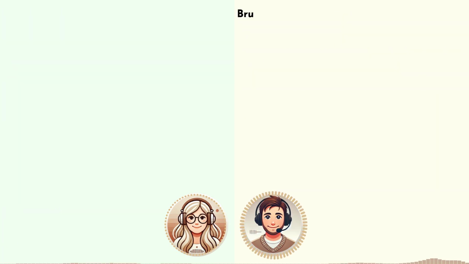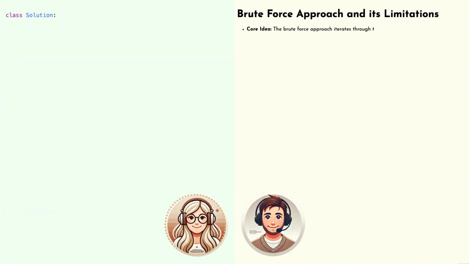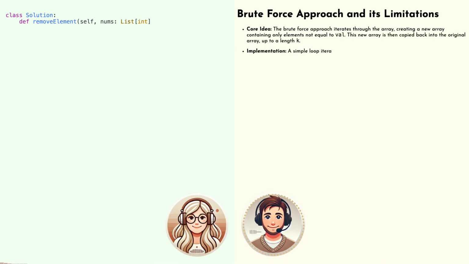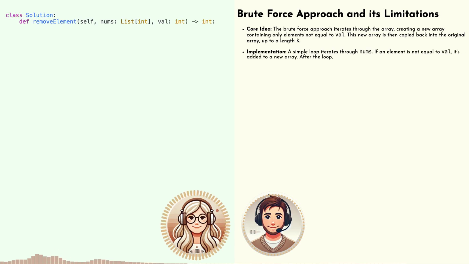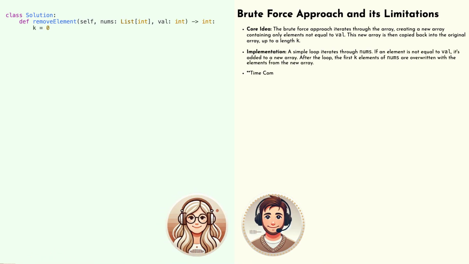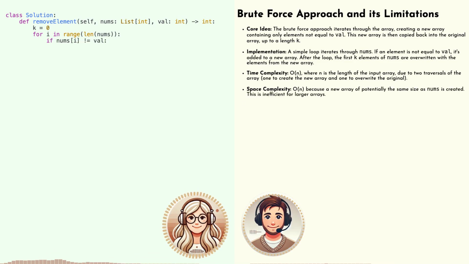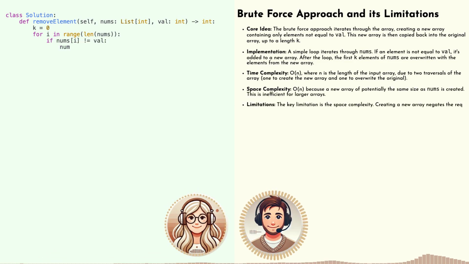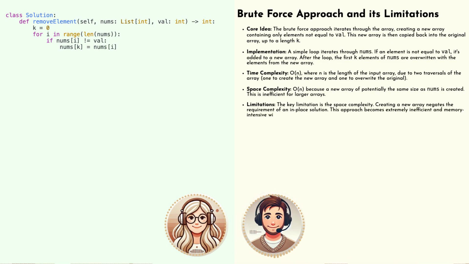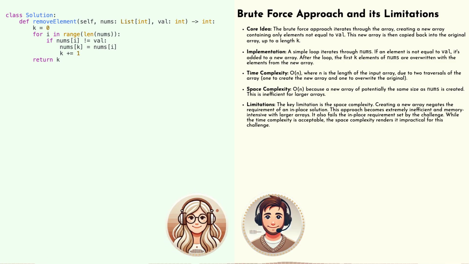Makes sense. But there's also this thing called a custom judge that adds another layer to this problem, right? Ah, yes, the custom judge. Basically, it tells us that the order of the elements in the final array doesn't actually matter. Really? So we have some freedom there. Exactly, as long as all those keeper elements are grouped together at the beginning. So the judge is only checking if the first k elements, where k is the count we return, are the correct non-target values. You got it. It gives us a bit of flexibility in how we approach the solution.